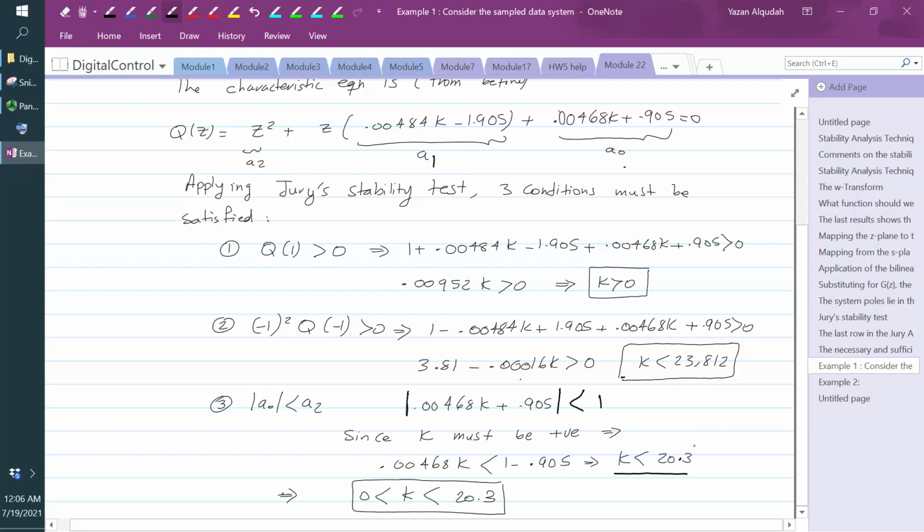So combining all these conditions together, k has to be greater than 0, less than 23,800, but it also has to be less than 20.3. Therefore, the range of k for the system to be stable is k between 0 and 20.3, which is the same result that we got when we used the Routh-Hurwitz criteria in the previous example. Okay, let's look at another example.